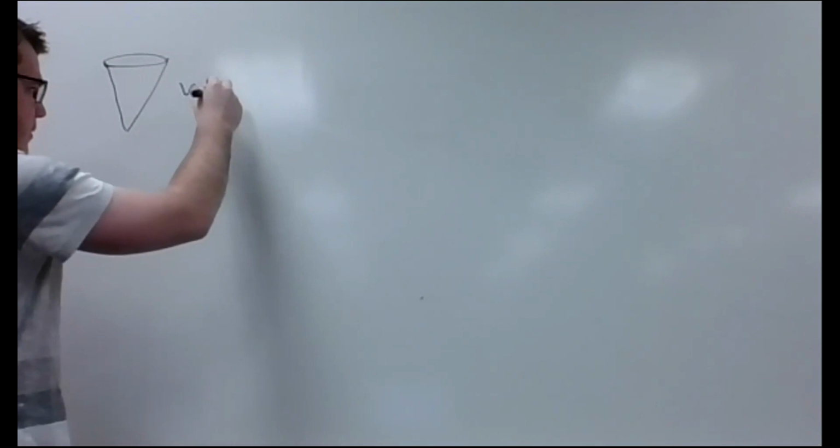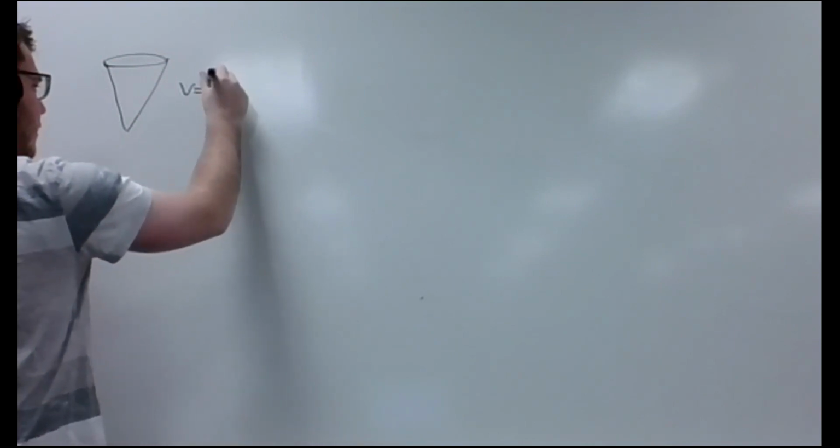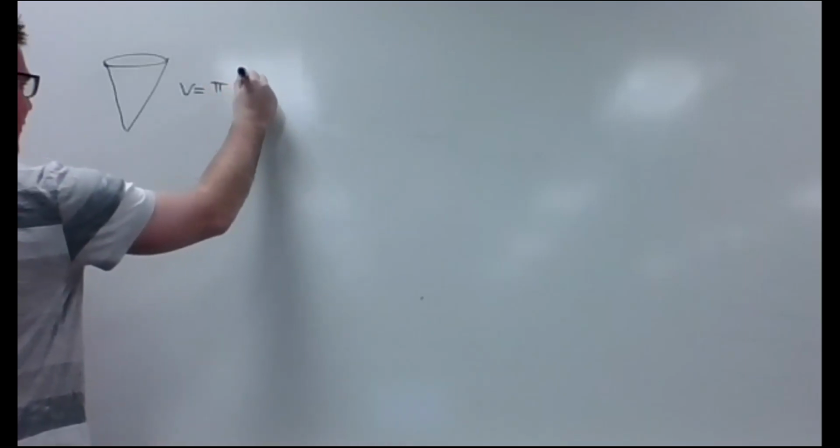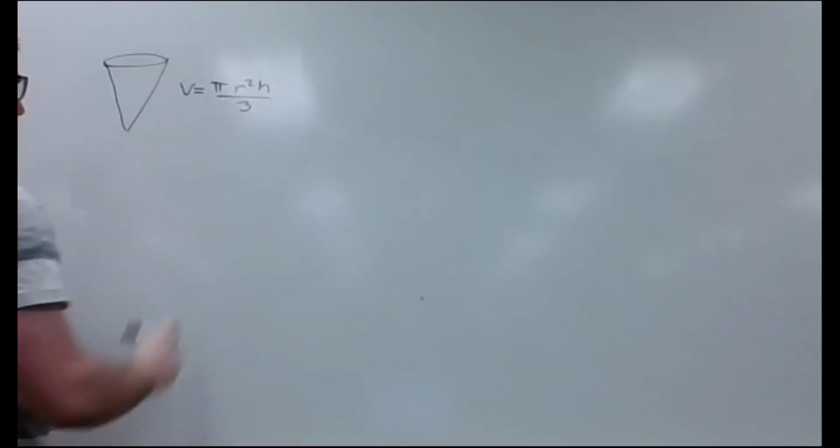So the volume of a cone is equal to... man, I can't ever remember this one. You won't have to remember, it's on the test. All right, it's pi r squared h over 3.